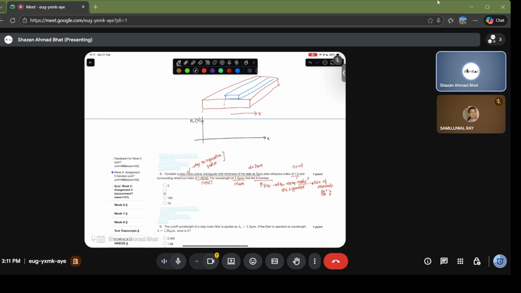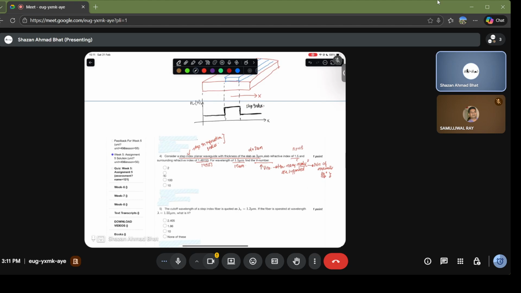is basically up to this point you have one refractive index, and for the blue region you have a different refractive index, and for the red region again you have another refractive index. So that means you have a refractive index profile that looks like this. This is called a step index, or the step index of the step index waveguide. That means the refractive index at this point is, let's say, n1, here it is n2, here it is n1 again.